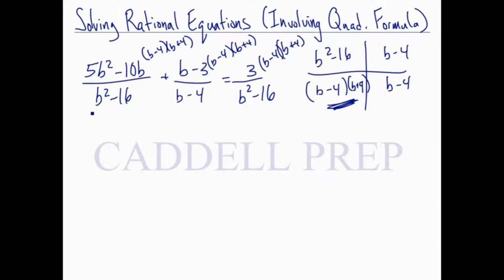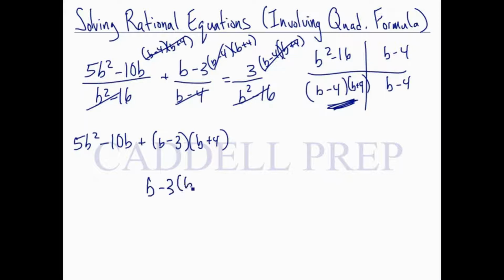So because this is the same as this, these cancel. This b minus 4 cancels with this b minus 4. We still have b plus 4. And again, b squared minus 16 is the same as this, so those cancel. So we have 5b squared minus 10b plus b minus 3 times b plus 4. So make sure to put these in parentheses. It's this whole expression, b minus 3 times b plus 4. Note that if you wrote it without parentheses, you might make a mistake and only distribute the negative 3, when really we have to multiply both of these out. So that's why I make sure to use parentheses here.